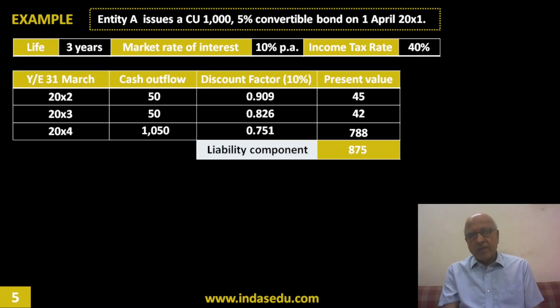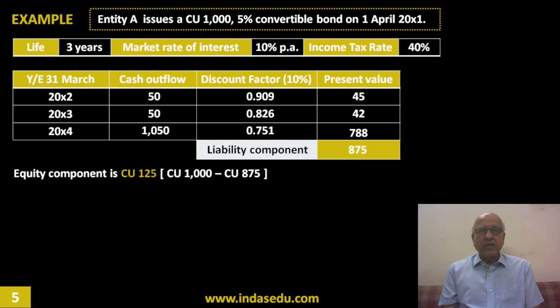1000 is the carrying amount, liability component 875. The difference, as I told you, that is the equity component. You see, equity component is 125. Difference between the initial carrying amount and the liability component that we have worked out, that is the present value of ultimate liability.